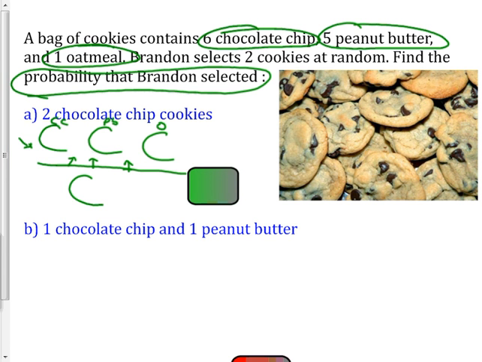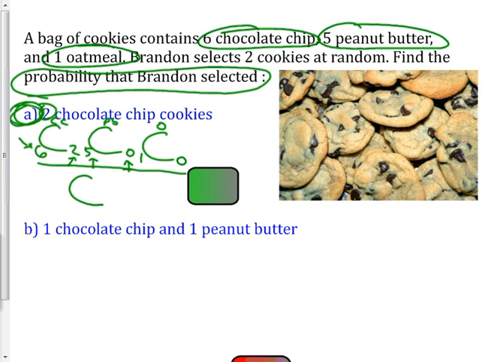How many chocolate chip are there? 6. How many do we want in this scenario? It says 2 chocolate chip cookies. How many peanut butter are there? 5. How many do we want to get in this scenario here? We don't want any of those. 0. And you might think that'll mess up our problem to have a C0. It doesn't. It actually just equals 1, that part. And the last one is oatmeal. There's 1 oatmeal, and we don't want any in this scenario.